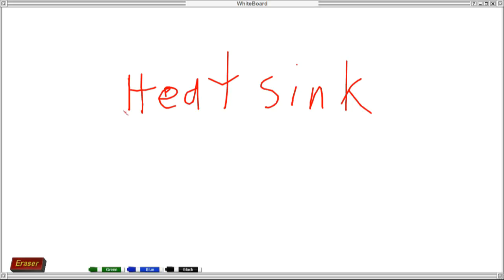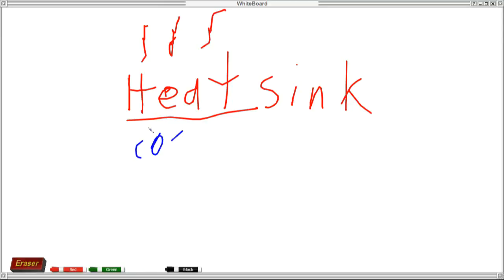Okay. So heat sinks, they're mainly meant to dissipate heat. Okay, they're meant to dissipate heat to mainly keep something a lot cooler.